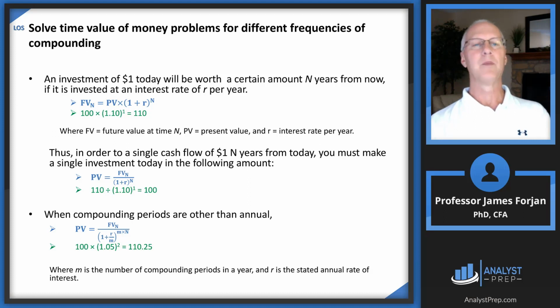And so back to my previous example, if we have a future value of 110, suppose I promise to pay you 110 a year from now, and the interest rate is 10%, I divide that by 1.10 raised to the 1st power, and I'm back to my $100. So I want you to think of present value and future value kind of as opposites. They're not really opposites, they are reciprocals of each other.